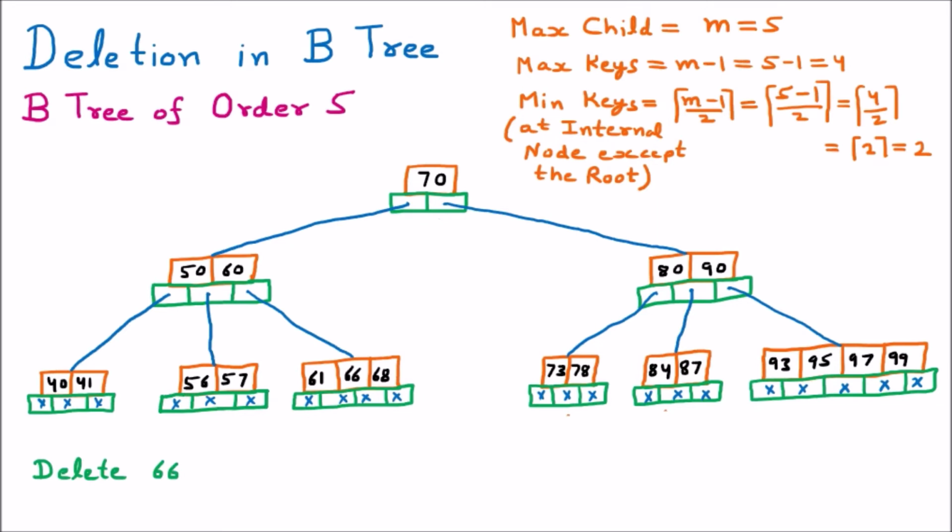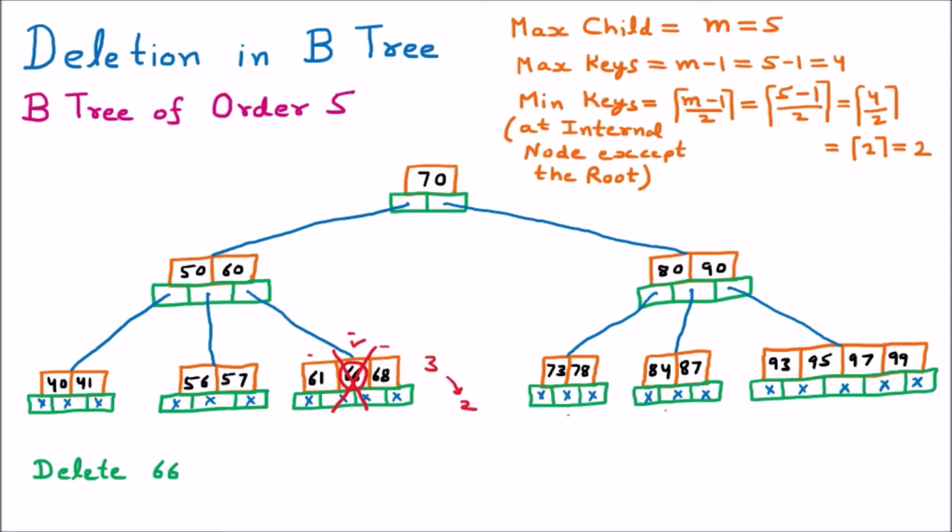Now we have to find out where the 66 is present. We can see that this is the element 66. So this 66 we want to delete from here. So simply we are going to delete it. We know that right now we have 3 keys, 1, 2 and 3. After deleting the 66, keys will become 2.